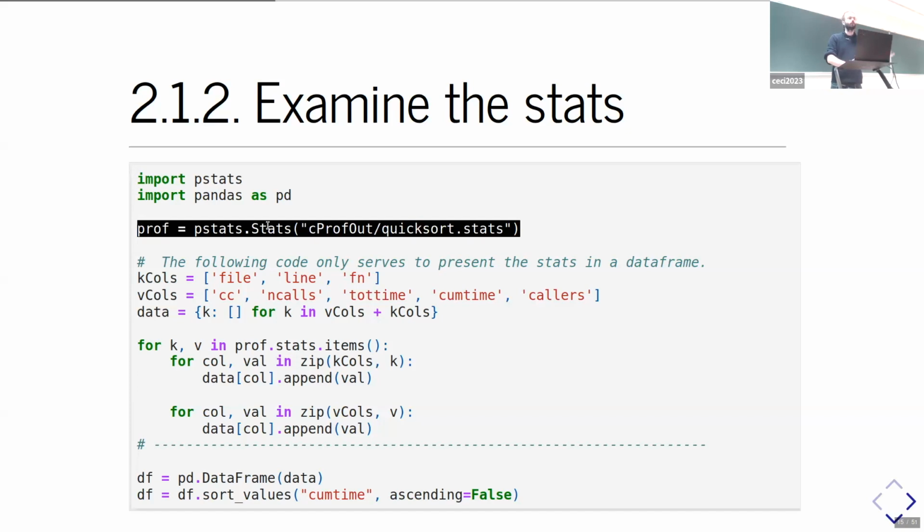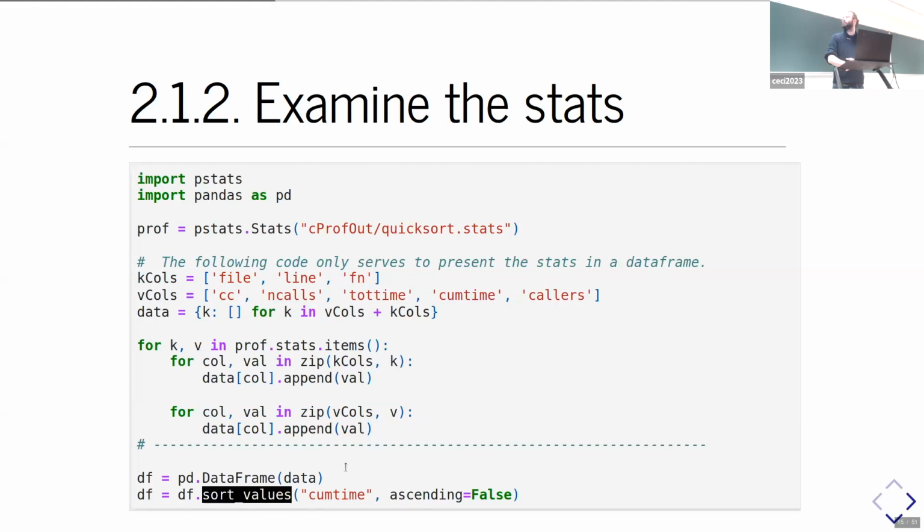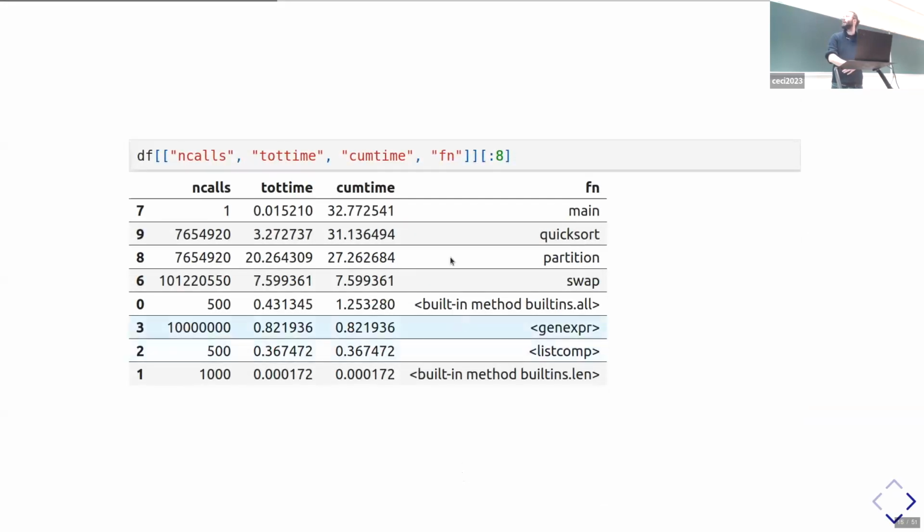This is how I load a file that has been written by some optimization process before. And this is what I do: I sort by cumulative time in descending order, and I can show you this. I have my main function that takes some time. The cumulative time is, of course, the total time. You see the number of calls. Main is called only once, which makes sense. Quicksort is a recursive function, so it's calling itself again and again. It's called a lot more than, of course, the main function.